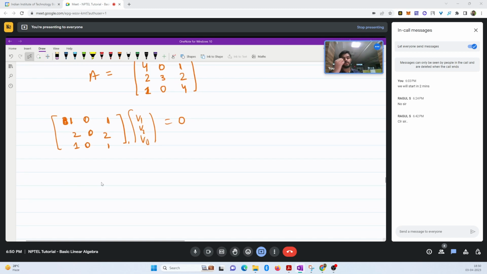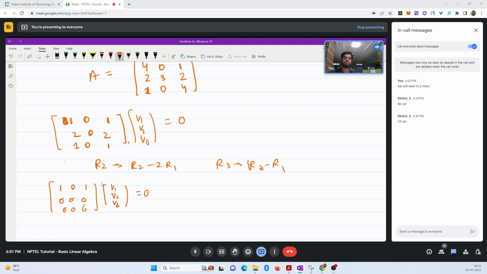Okay, if we do just one simple operation, that r2 goes to r2 minus 2 times r1, and r3 goes to r3 minus r1, what do we obtain? 1 0 1, 0 0 0, 0 0 0, times v1 v2 v3 is equal to 0. What does this give? This gives us v1 is equal to minus v3, and v2 is free.